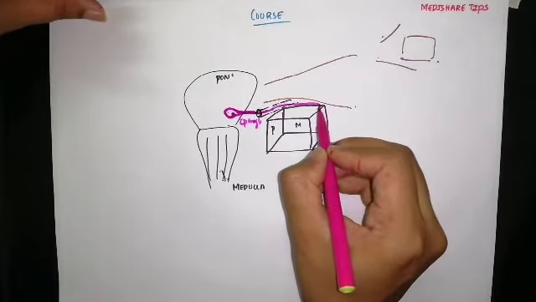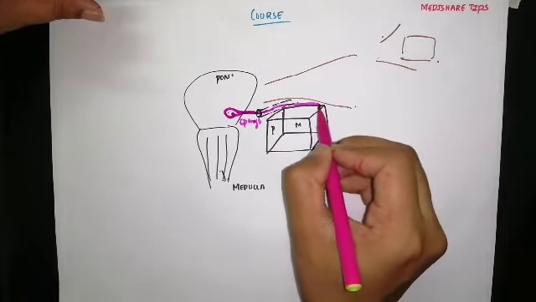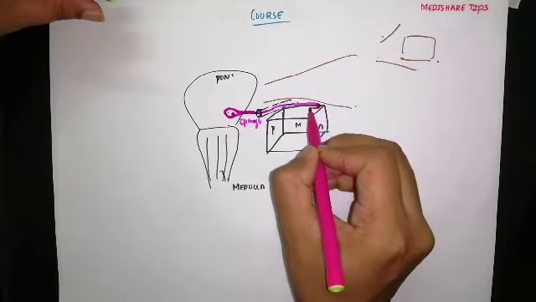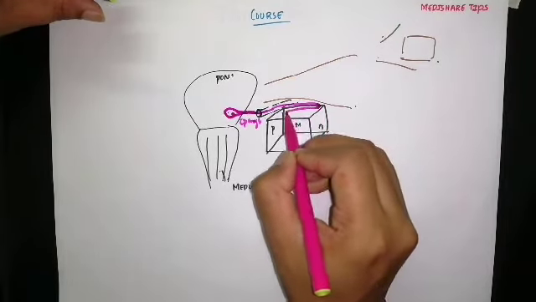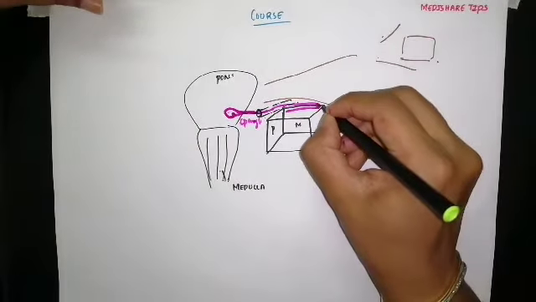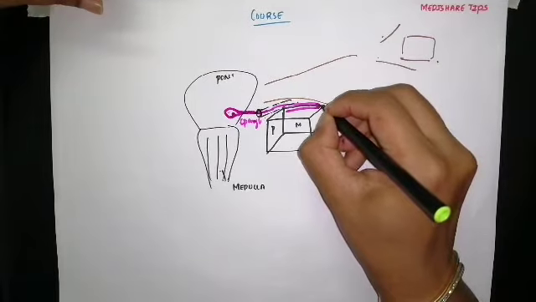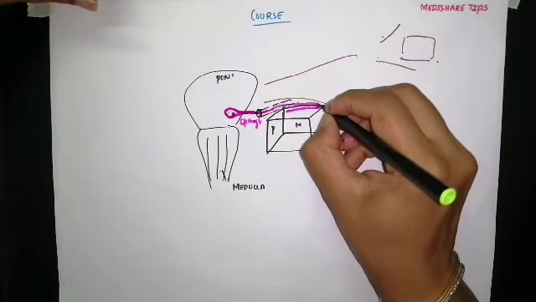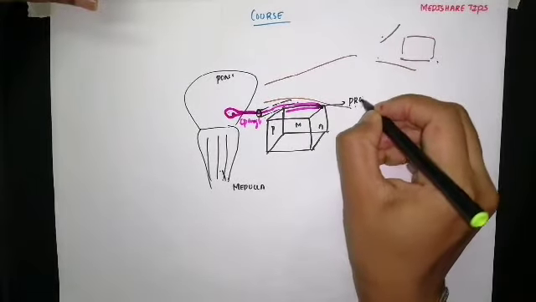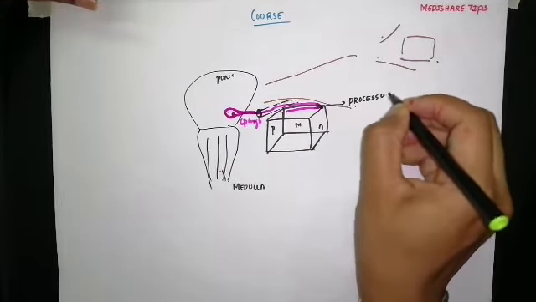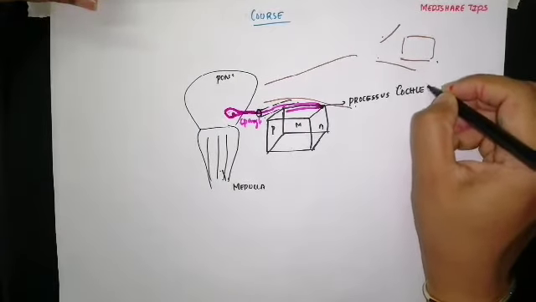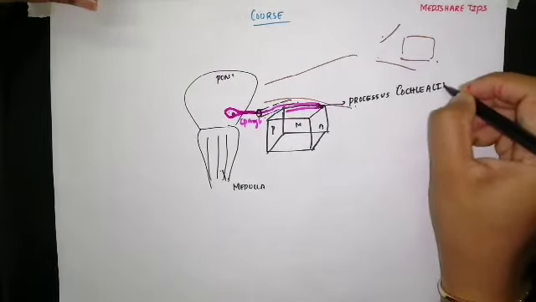And on reaching the medial wall, this is the medial wall of the middle ear, it takes a sharp posterior turn. It takes this turn behind a process in the medial wall that is known as the processus cochleariformis, which is located in the medial wall of the middle ear.